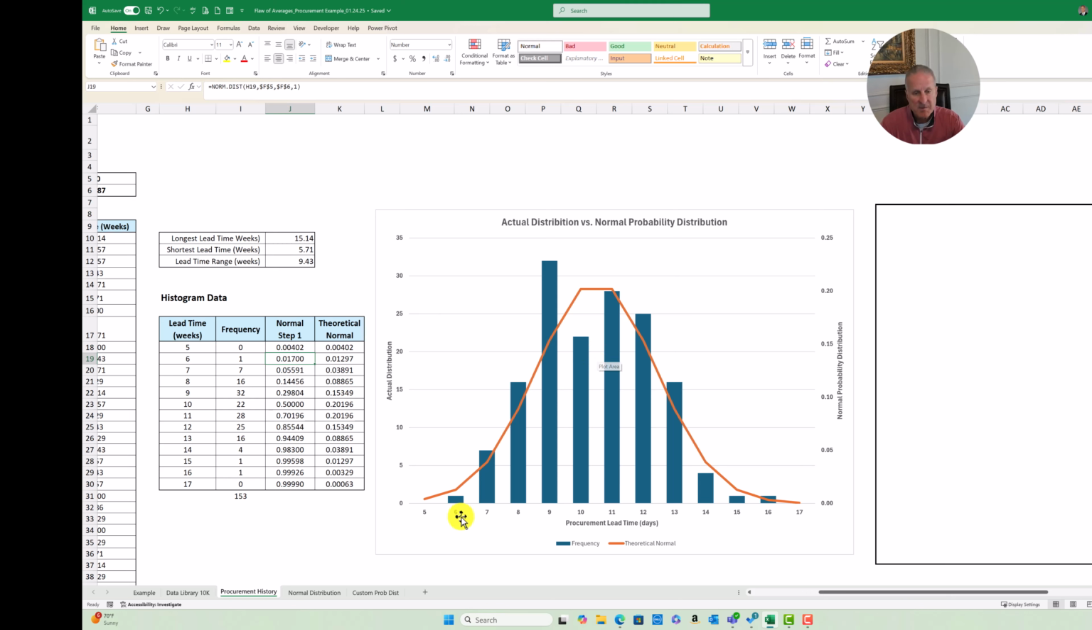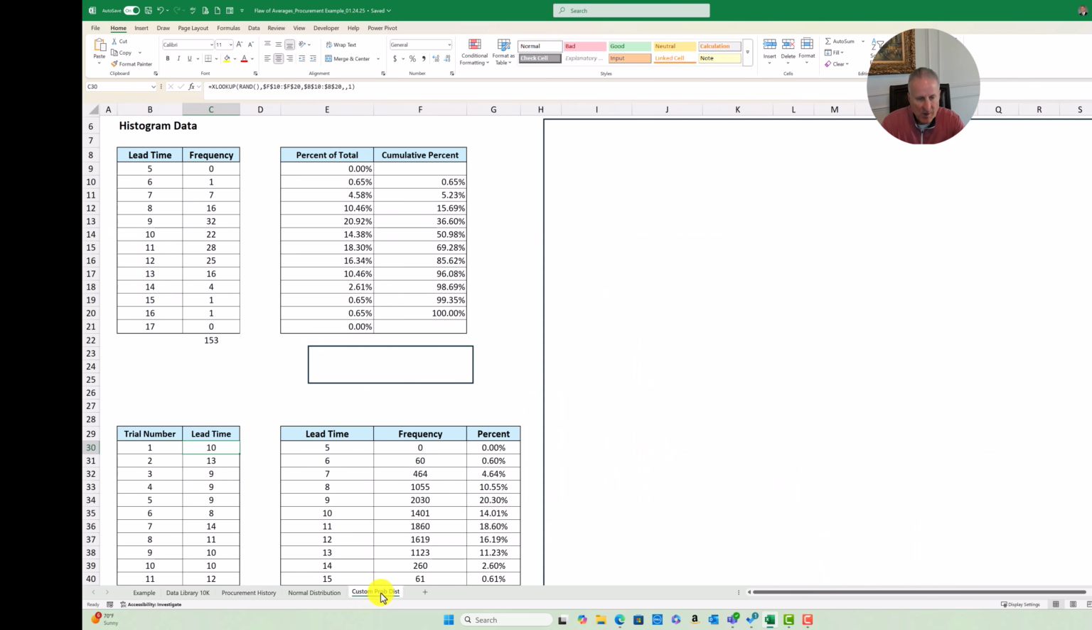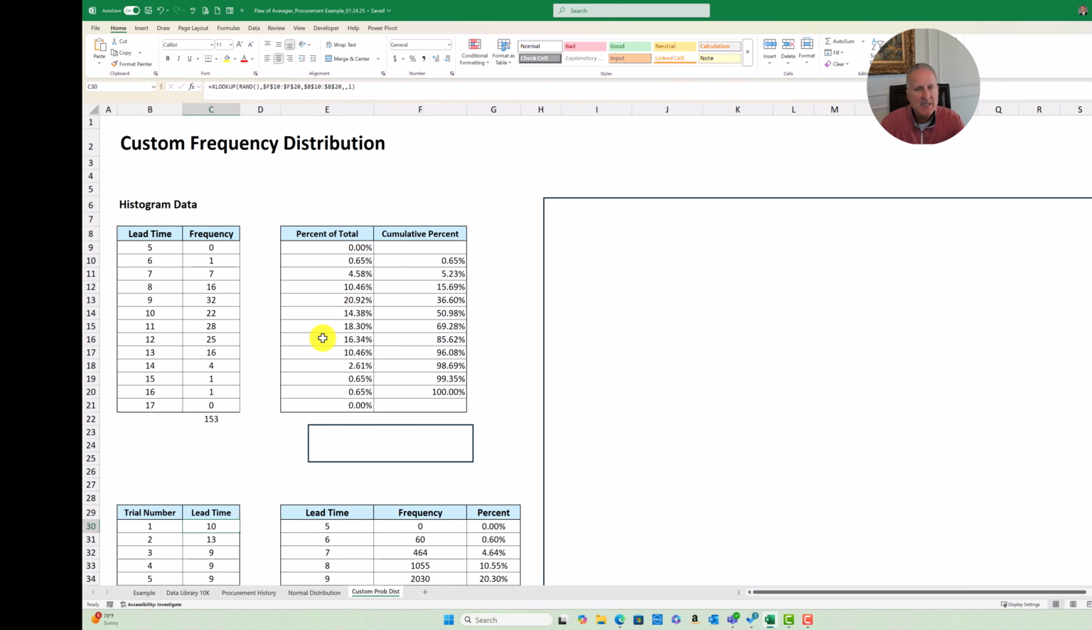If you think this doesn't look like a normal distribution, let's take a look at how we can create our own custom distribution to exactly match our data. We're going to come here to the custom probability distribution tab, and let's see how we can do that.